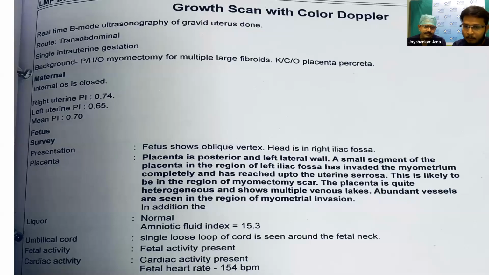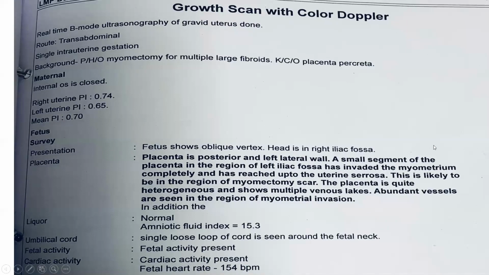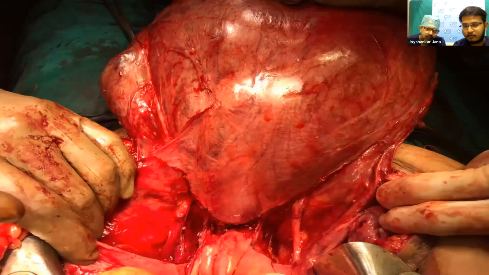In the MRI report, it is clearly shown that the placenta had invaded the myometrium completely and reached up to the uterine serosa. So there is a high risk if we wait longer, with more and more chance of bleeding and hemorrhage. So we planned the cesarean section at 31 weeks as per the gynecologist's opinion. This is the intraoperative figure which shows the extent of the invasion up to the ureteric serosa.